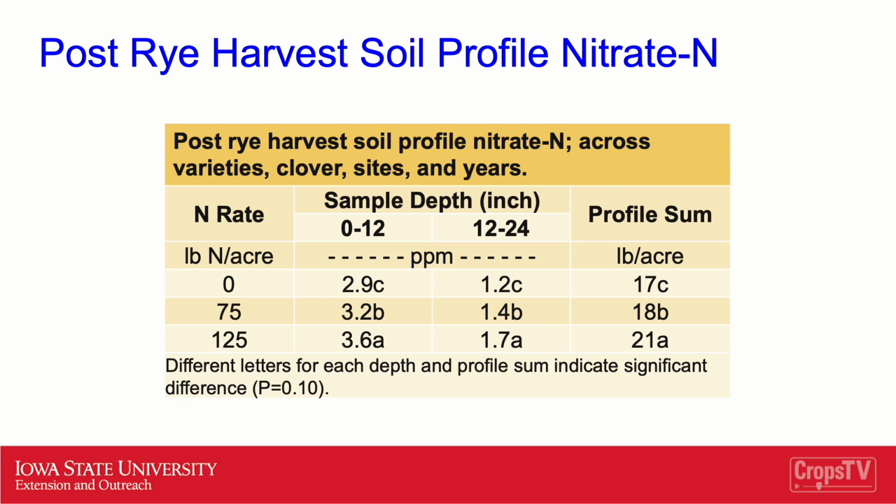The concentrations of Nitrate-N are there for each of the two different depths for the 3 N rates, and then the right column is the profile sum across the 2 feet, 17, 18, and 21 pounds of Nitrate-N per acre with those 3 N rates. So a slight increase in Nitrate-N in the profile with application, that would be expected. These amounts and concentrations are really quite low, and that 75-pound rate is pretty close to our optimal N rate, and that was only a 1 pound N per acre increase.